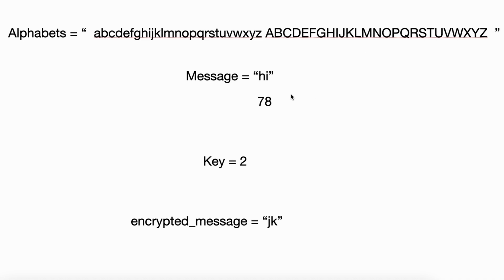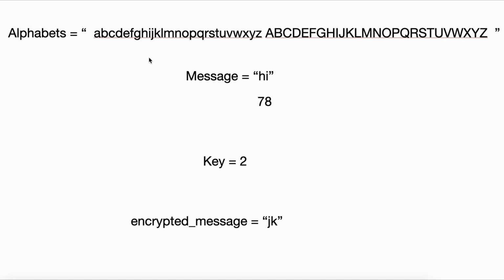Now we are going to ask the key. Let's say, for example, the user enters a key as 2. Now what are we going to do? We are going to add 2 to these indexes and pick the character associated with that index from the alphabets. For example, if I add 7 and 2, I'll get 9. When we count from 0, 1, 2, 3, 4, 5, 6, 7, 8, 9, it corresponds to J. Similarly, when I add 8 and 2, I'll get 10. That will correspond to K.